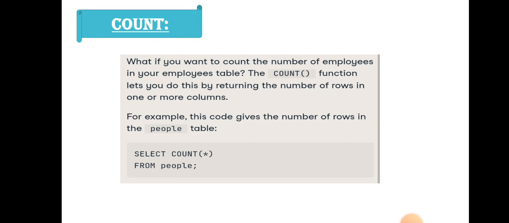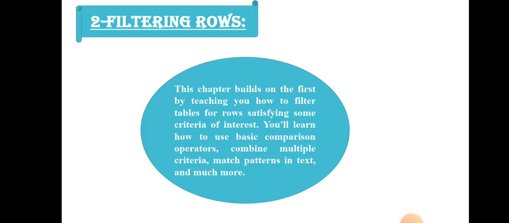Next is count. The count function returns the number of rows in one or more columns. For example, this code gives the number of rows in the people table. Select count star from people.